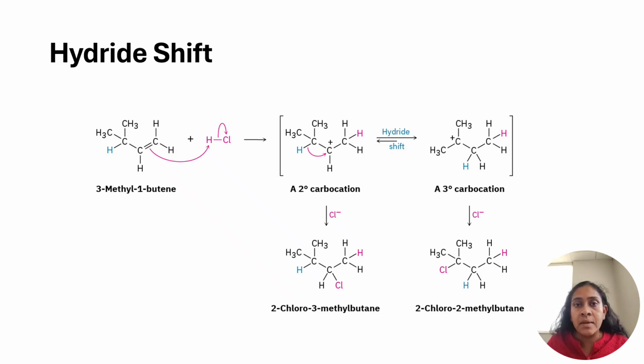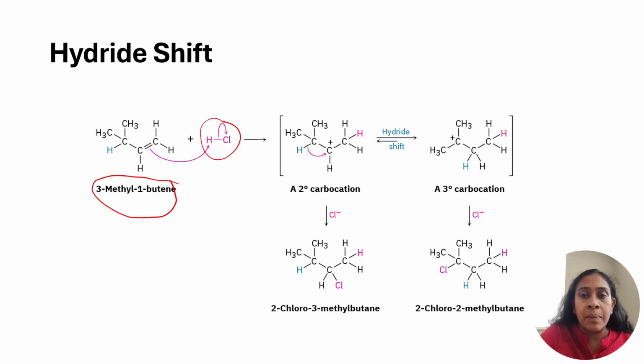Now we have an example of a 1,2-hydride shift. The starting alkene is 3-methyl-1-butene and it is going to react with HCl. First, the double bond is protonated according to the Markovnikov rule. Hydrogen adds to the terminal carbon, leaving the positive charge on the neighboring carbon. This initially gives a secondary carbocation. Now we need to examine the carbons adjacent to this carbocation.